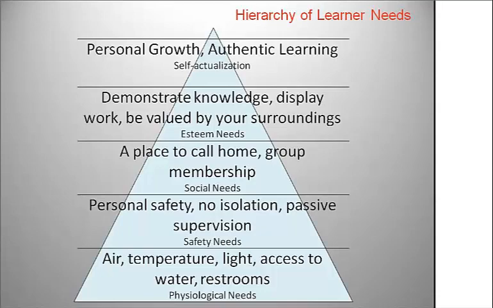Well, what we've done is we've taken that hierarchy and developed the hierarchy of learner needs. And at the bottom, again, are physiological needs, access to water, access to light, and those kinds of things. As we go forward and students have those needs met, they need to feel safe. They need freedom from isolation, passive supervision. When these needs are met, people have to have their social needs met. They need a place to call home. They need to identify with the group. Now, group size is kind of an interesting phenomenon.